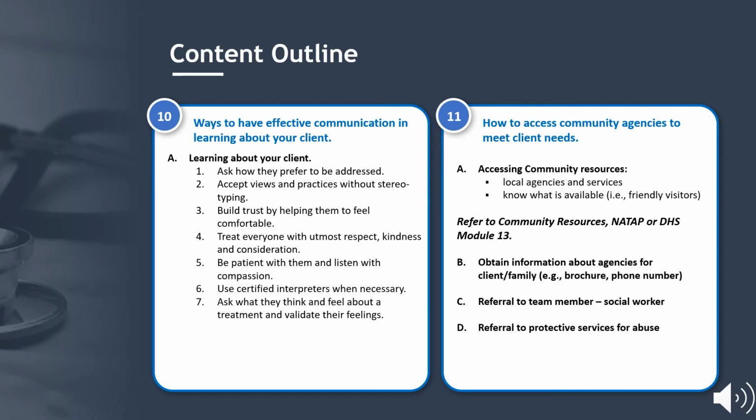How to access community agencies to meet client needs. Accessing community resources, local agencies, and services. Know what is available, i.e., friendly visitors. Refer to community resources, NATAP, or DHS Module 13. Obtain information about agencies for the client/family, for example, brochure, phone number. Referral to team member, social worker. Referral to protective services for abuse.